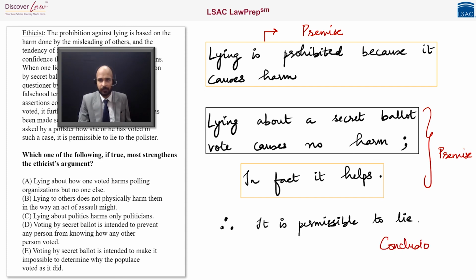Now you can strengthen an argument by providing an assumption. You'll find that in almost any argument there's always a missing premise somewhere or the other. You can supply that assumption, or maybe you can strengthen it by strengthening the conclusion, or you can provide evidence for the premise. All of these things help to strengthen an argument.